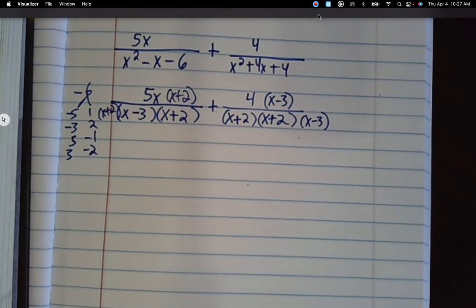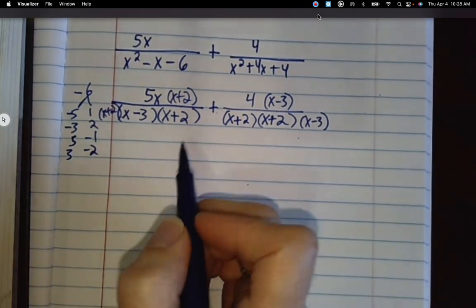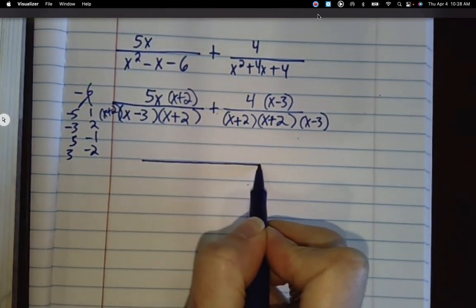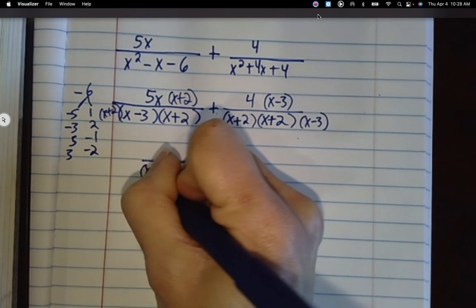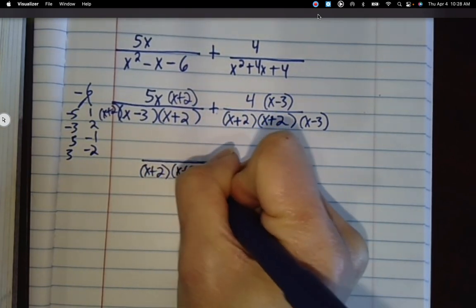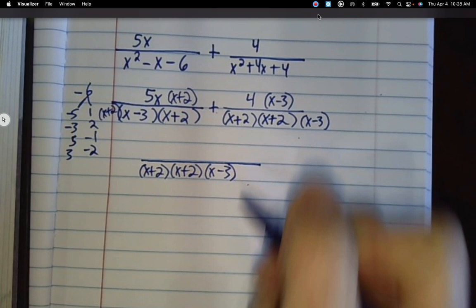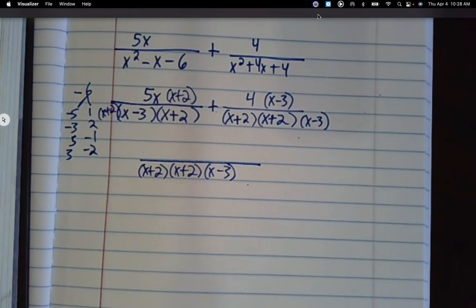Is it terrible? It's not terrible. It is. It's a lot of back and forth. That's the hard part. I'll let everybody write that down, and then I'm going to write my denominator. So my denominator is x plus 2, x plus 2, x minus 3. They match, so I'm going to write it down. All right, now, or do I need to write it for a second? Okay.